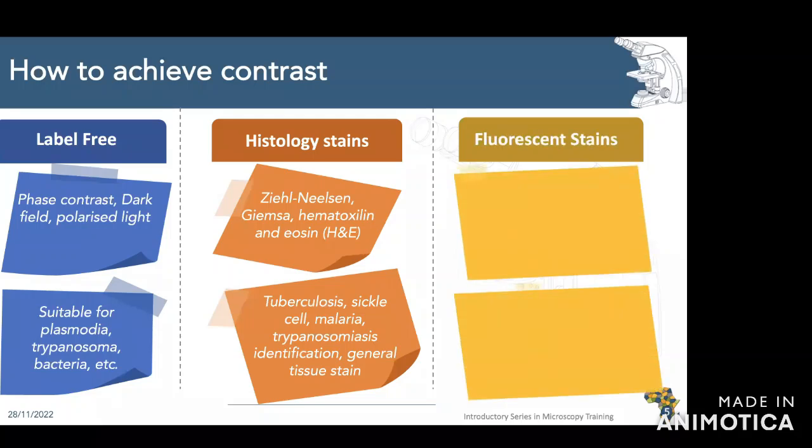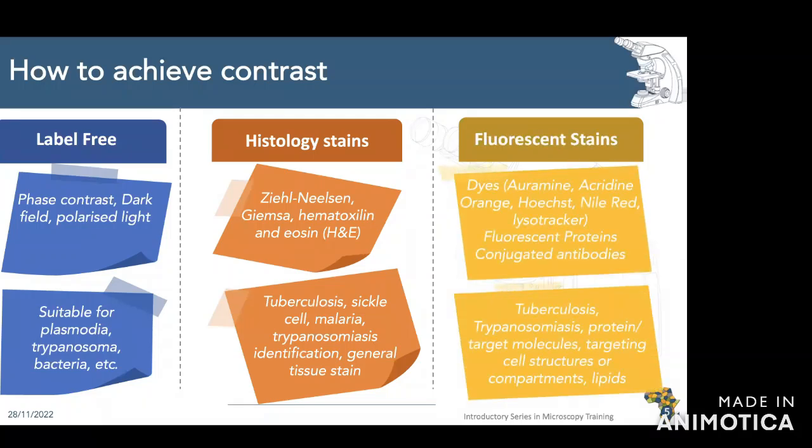Finally, we have fluorescent staining. There are a number of different dyes commercially available. As we said, this is not an exhaustive list. Different fluorescent proteins or conjugated antibodies, and you can label many different things with these kinds of stains.